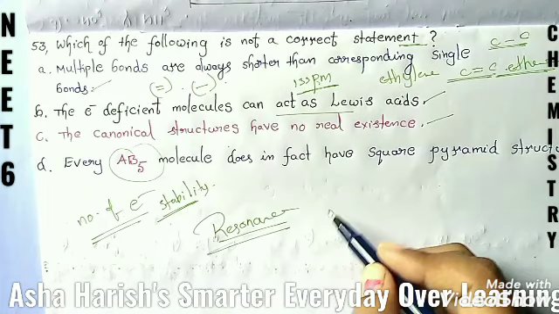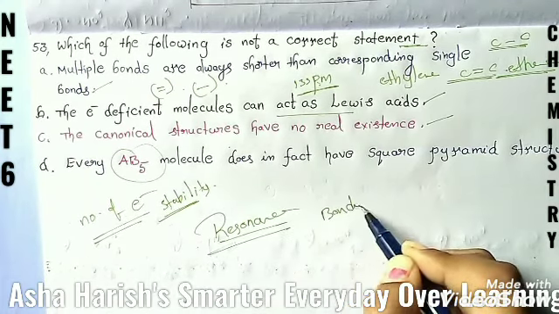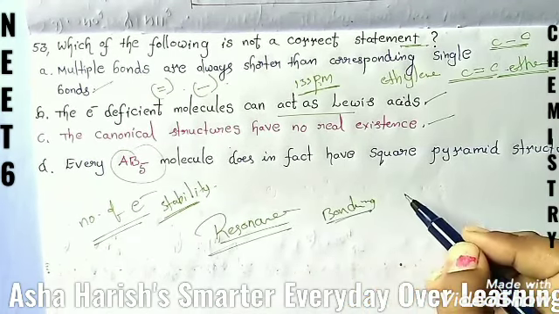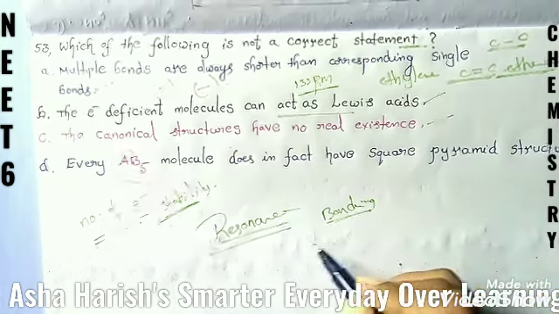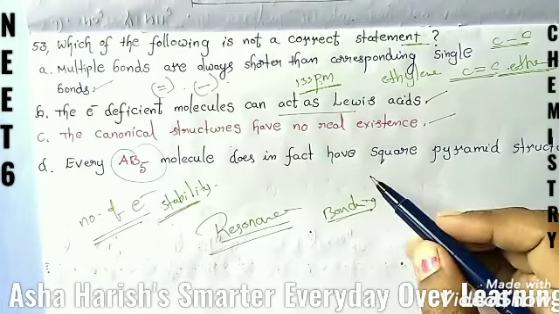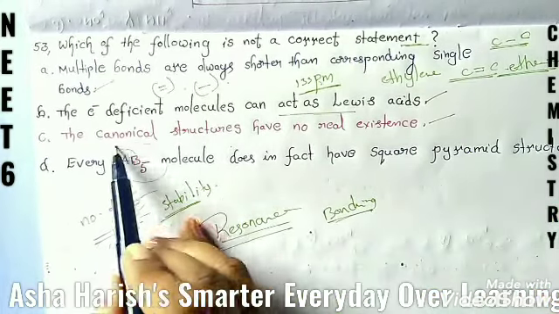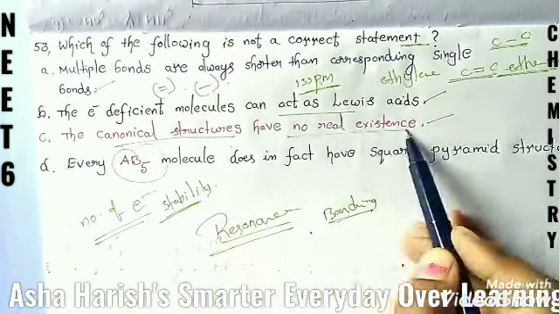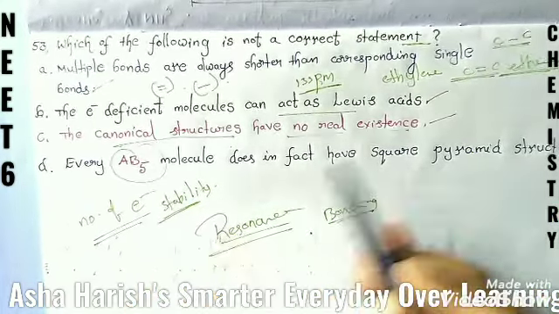Resonance is a way of describing bonding in certain molecules or ions by the combination of several contributing structures or forms, also variously known as resonance structures or canonical structures, which have no real existence. So correct one. Why? Because in resonance structures we can see some number of structures here for a molecule.